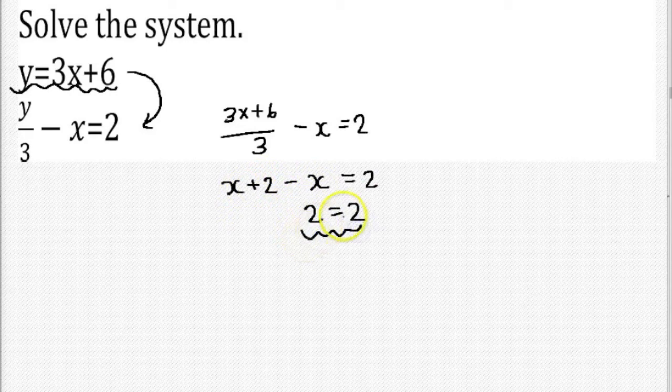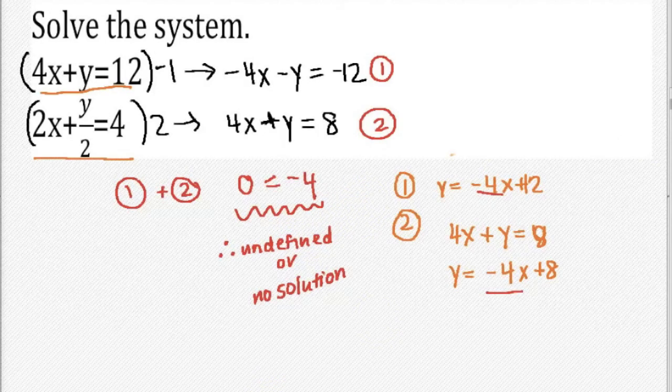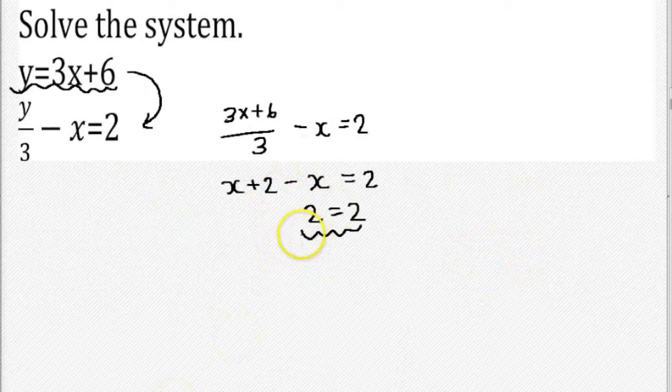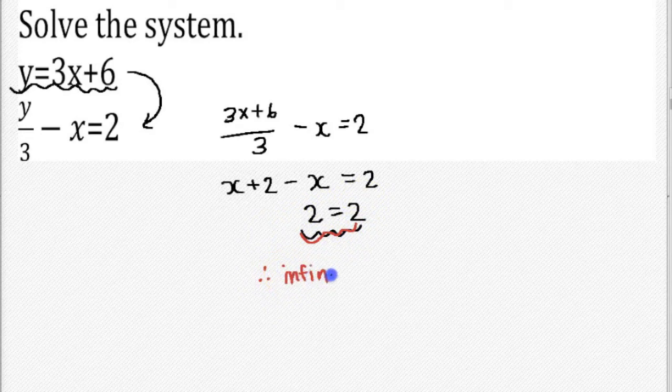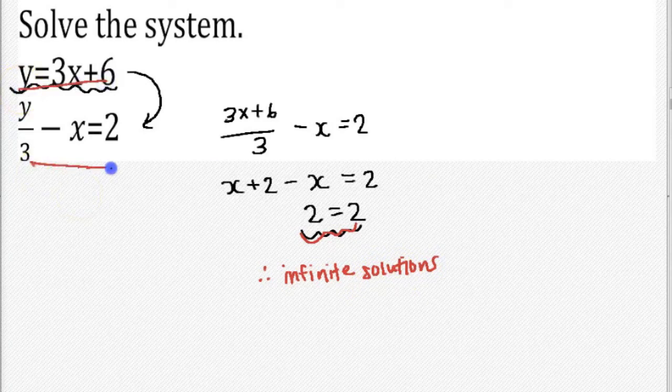And 2 does in fact equal 2, unlike the previous one where 0 equals negative 4, which is completely wrong. Since 2 equals 2, and whenever you get something like this where the statement makes sense, the answer is infinite solutions. That's because the first equation and the second equation are actually the same line. If these two are the same line, they always intersect, and they have infinite points that intersect because all of the points on the line intersect.